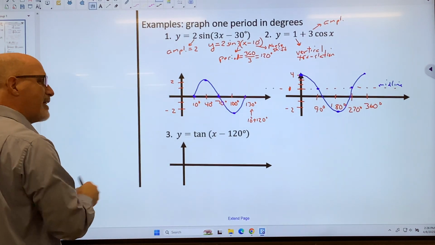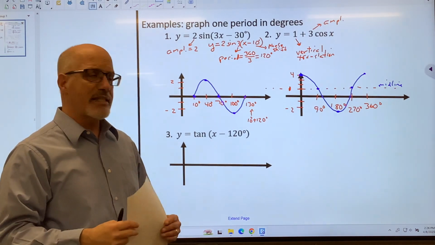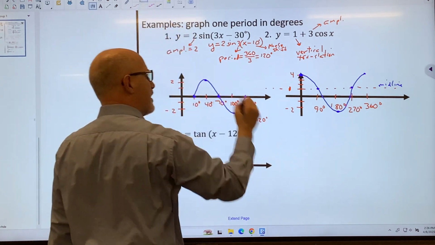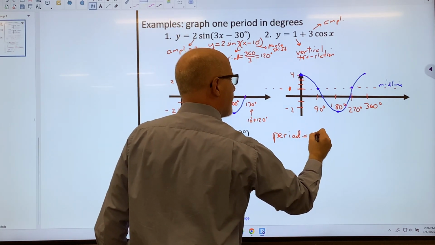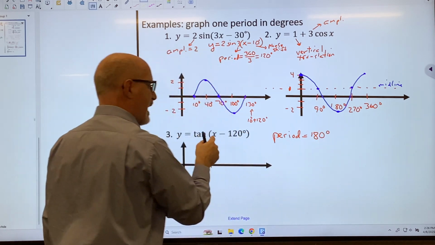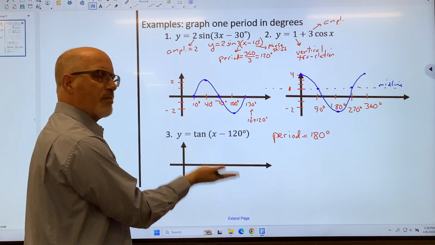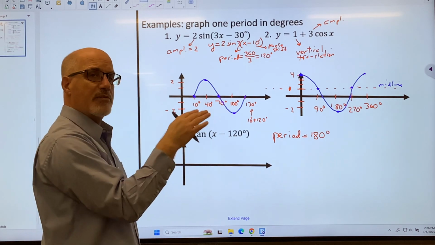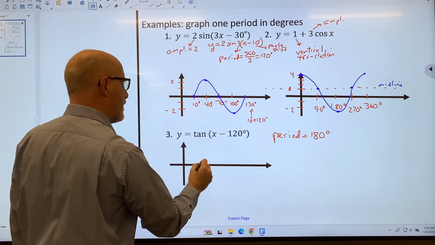All right, let's go ahead and use these same concepts for tangent. It really applies the same. We just have to remember that the period for tangent is equal to 180. So don't forget that. Now there's no number here to change the period. And also I haven't moved my midline up or down. If there's like a 3 here, you'd move the midline up to 3. All I want to do is translate it over 120 degrees.